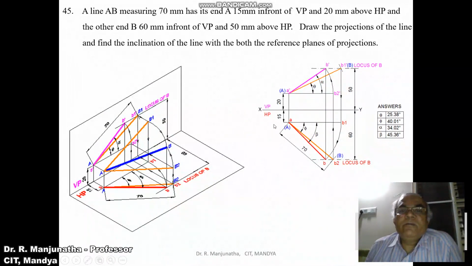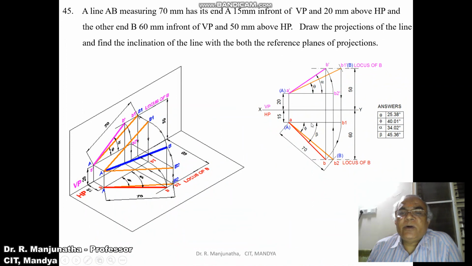Now we are going to solve the problem by using the sketchbook. First we will draw the XY line and mark XY, VP and HP. He says end A is 15 mm in front of VP and 20 mm above HP. So from the XY line you measure 15 mm below the XY line and then draw a horizontal line. Similarly, 20 mm above the XY line and then draw a horizontal line. Consider any point on this line and draw a vertical projector so that it cuts both the lines here. You mark this point as A dash and this point as A.